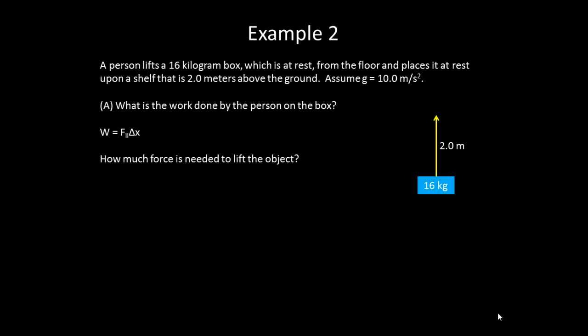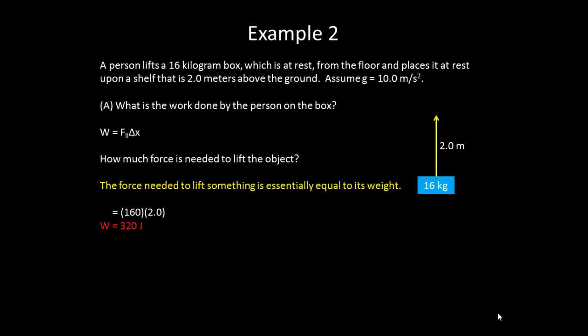Now, if we imagine that initially to lift something, we would have to apply a force bigger than its weight, and then as we lift it up at a constant speed, we would apply a force equal to the weight, and then as the object comes to a stop on the shelf, we would need to apply a force that was a little bit less than the object's weight. We could imagine that this might all average out to be essentially equal to its weight. So we will assume that the force needed is equal to its weight. So we get that the work done by the person is 320 joules.